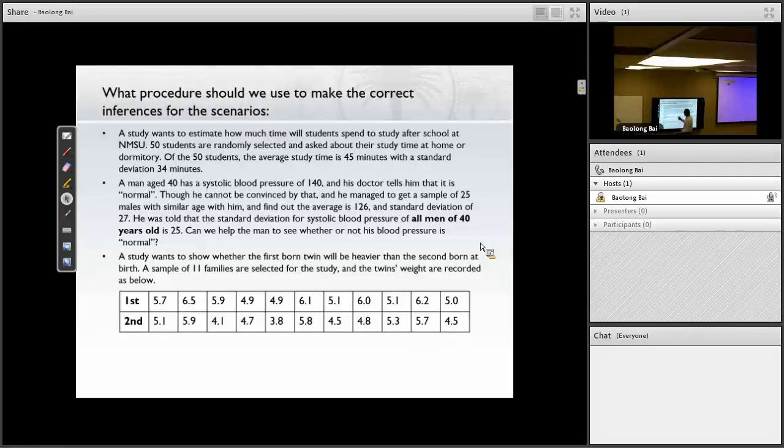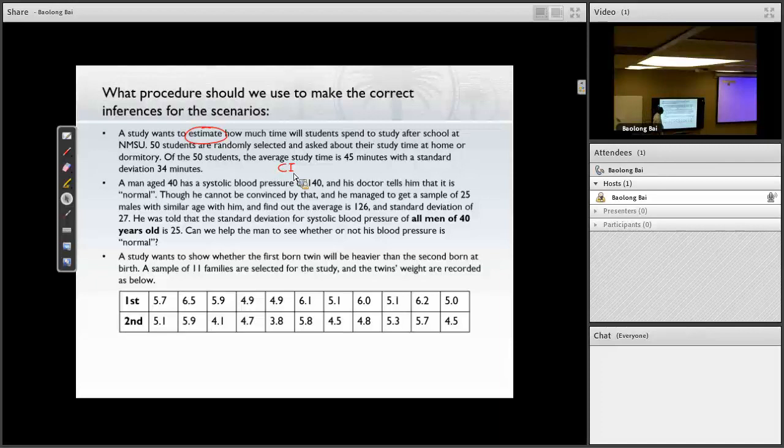So for example, a study wants to estimate how much time students will spend studying after school at MSU. There are 50 students randomly selected and asked about the study time at home or in the dorm. Of the 50 students, the average time is 45 minutes with a standard deviation of 34 minutes, right? So the keyword is estimation, right? What procedure do we use to do estimations? Confidence interval, right? Hypothesis test is assessing a claim being true or false. Estimation is confidence interval, right?